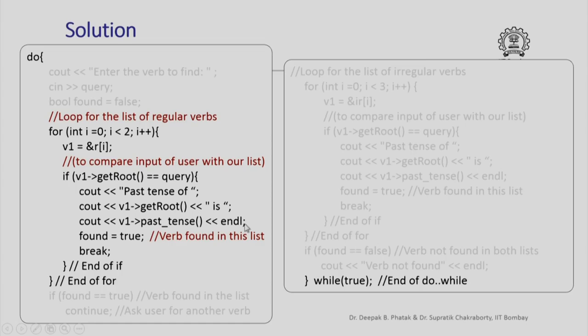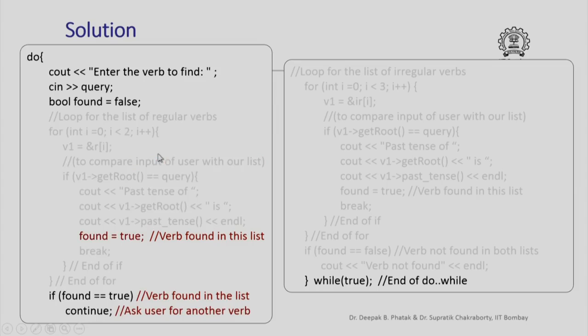It is going to print that out, print an end of line, set the flag found to true and break from this for loop, because it has now found the queried verb in this list of regular verbs. So this is the end of the for loop searching over the list of regular verbs. And if it did find this verb within this list of regular verbs, then it will continue, which means it will go back to the beginning of the loop, ask for the next verb to find and restart the whole process.